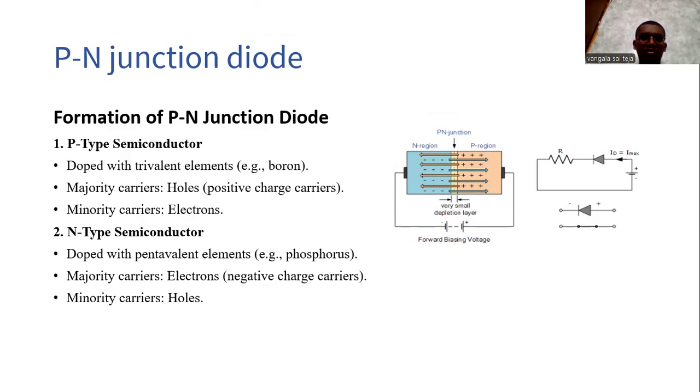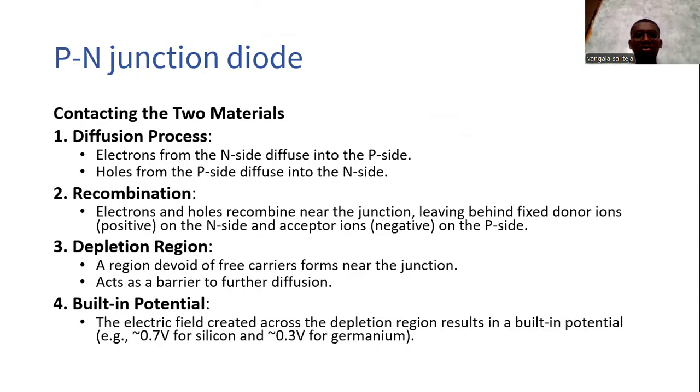To form a PN junction diode, P-type semiconductor and N-type semiconductor are very important. When the two materials are in contact: diffusion process, recombination, depletion region, built-in potential. Diffusion process: electrons from the N side diffuse into the P side, and holes from the P side diffuse into the N side. Recombination: electrons and holes recombine near the junction, leaving behind fixed donor ions, positive, on the N side, and acceptor ions, negative, on the P side.